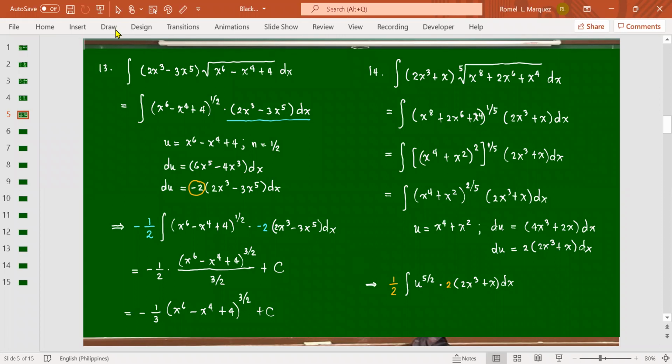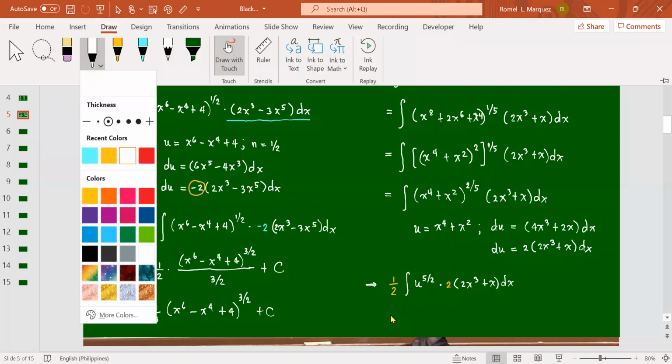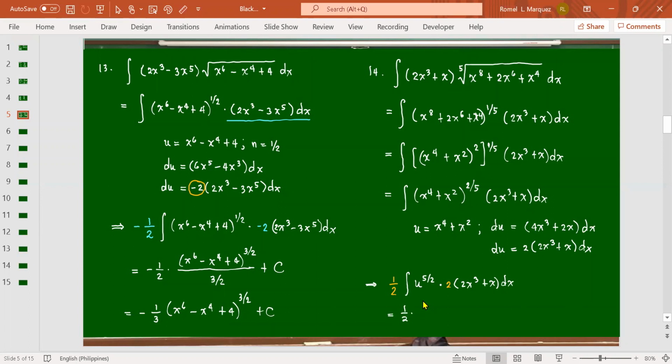So, ano ang sagot? 1/2 u to the n plus 1, 5/2 plus 1 is 7/2. This is equal to 1/7, no? Plus C po. Okay.